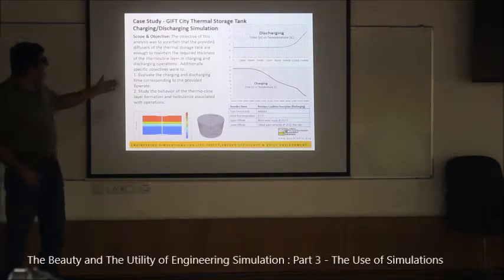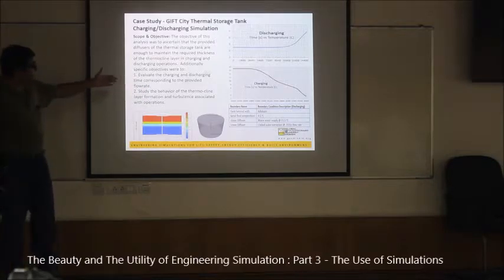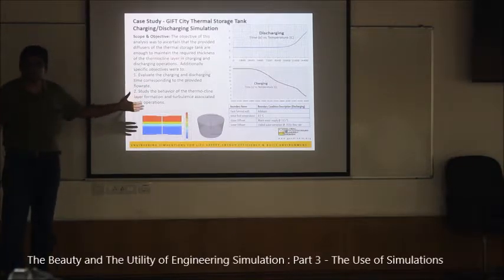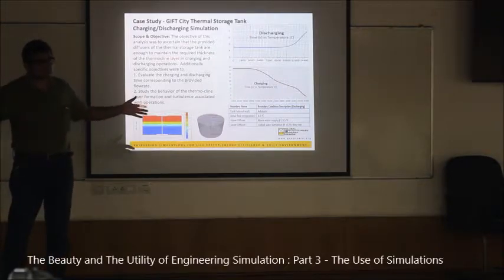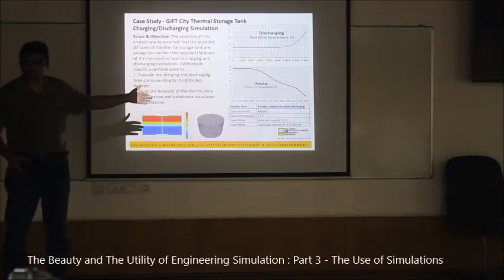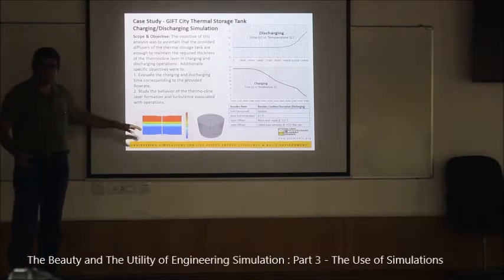Generally, the units of thermal storage are ton hours. So 8 ton hours means 1 ton for 8 hours. So if this was 4,000 ton hours, this is the kind of capacity we are talking about here.